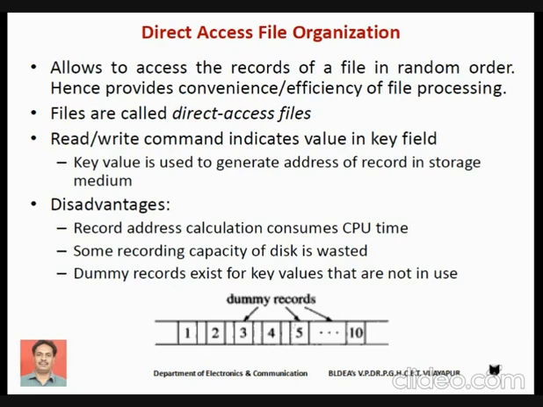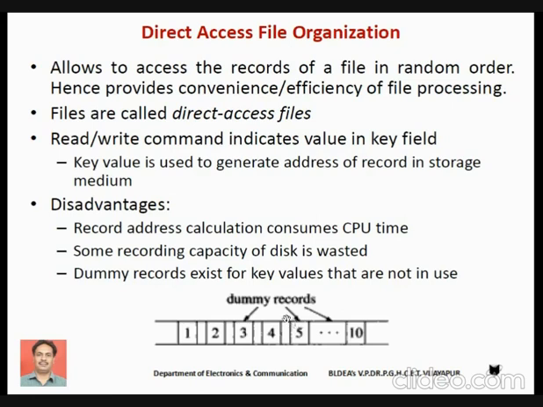So in this case, to perform a read or write command, we use a key field. Based on this key field, the address of that location on the disk is generated. Students, try to understand. While performing a read or write operation in the case of direct access files, we need to specify the key field. Based on the key field, the file system is going to generate the address of the location on the disk to access that particular record.